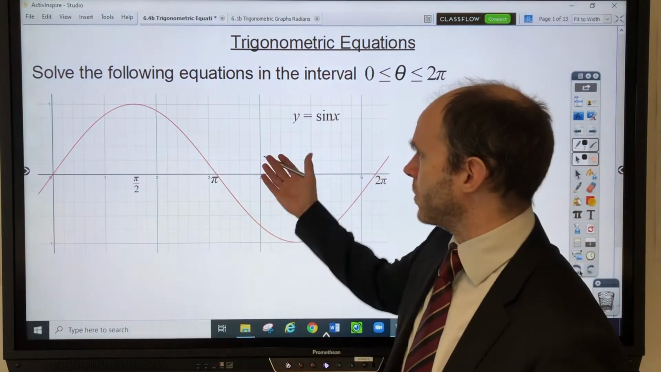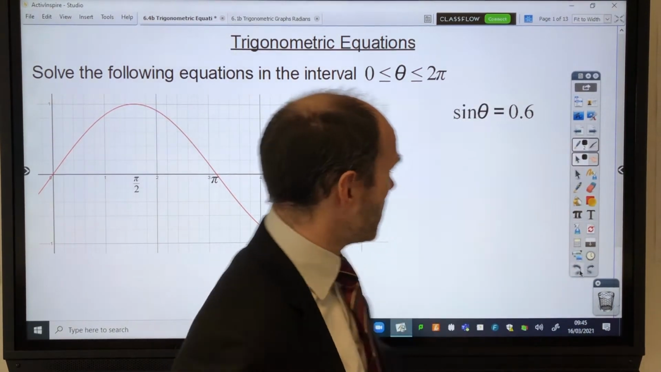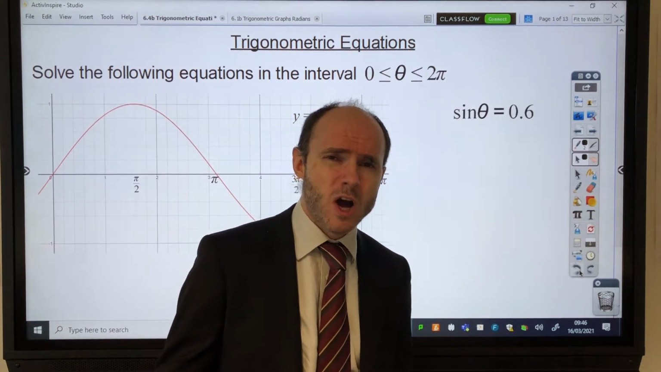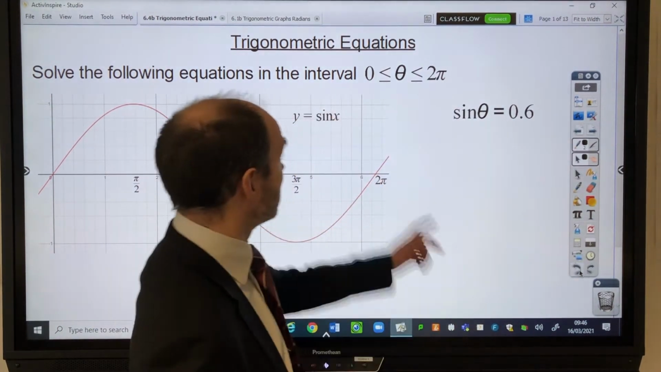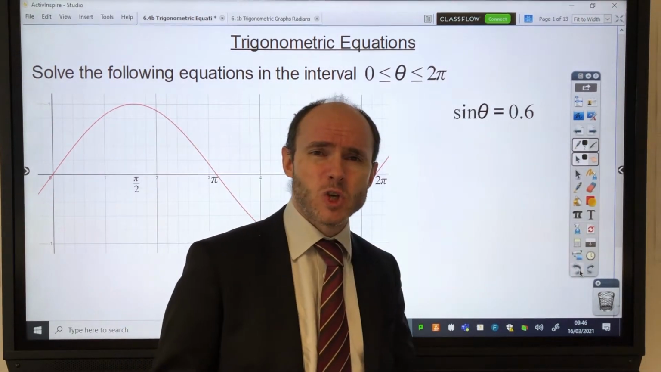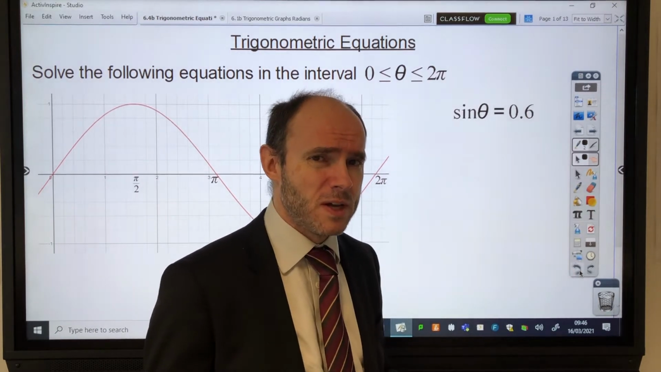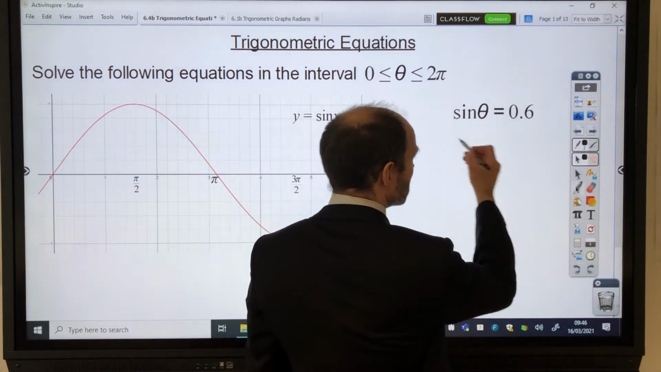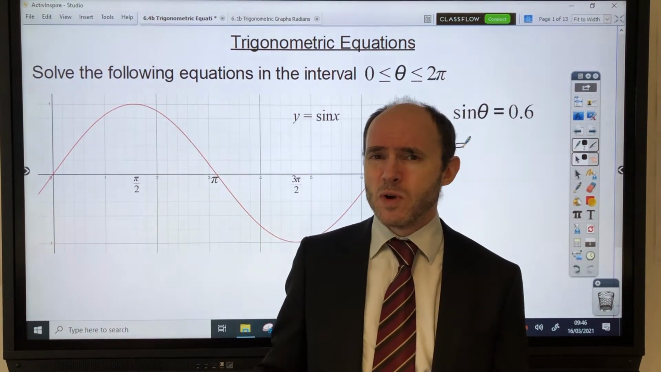First up, I've got an example of solving an equation involving sine. The equation to solve is sine theta equals 0.6. You've got to work out what theta is. Often you're given an interval in which to give your answers. Here the interval is between 0 and 2 pi. It's the most common interval, but there are other intervals as well. So we've got to solve for theta between 0 and 2 pi. The first thing to do is get out your calculator and work out the inverse sine of 0.6.